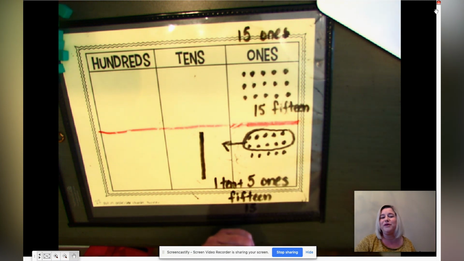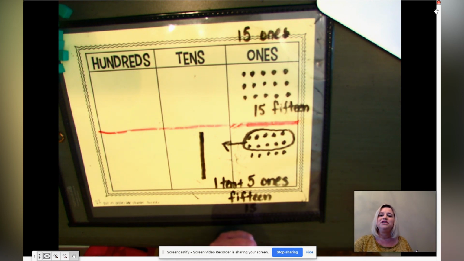How are you doing on making it towards your goal? Are you feeling good about representing numbers with a 10 and ones that are less than 20? I think you're doing a fantastic job.